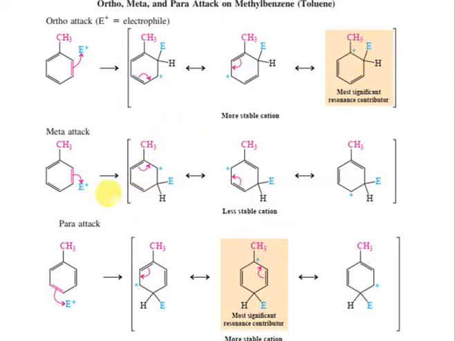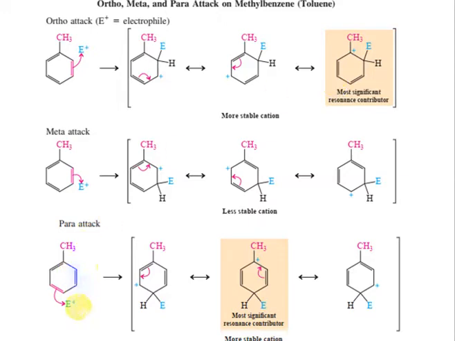Now let's consider the meta product. In case this electrophile is approaching at meta position here, you get a positive charge here, positive charge here and positive charge here. You can see that all of these carbocations that are forming are secondary. The secondary carbocations are not as stable as the tertiary carbocation.